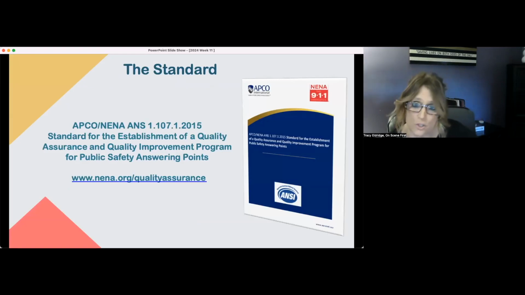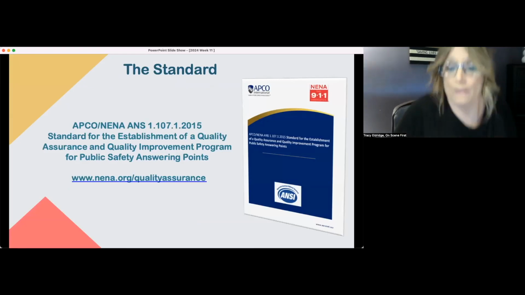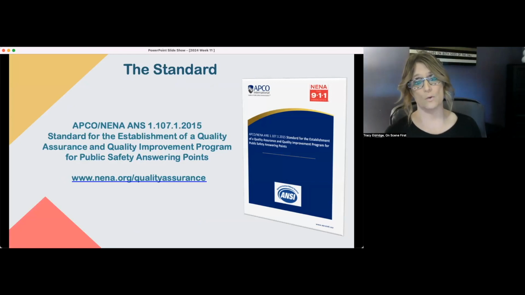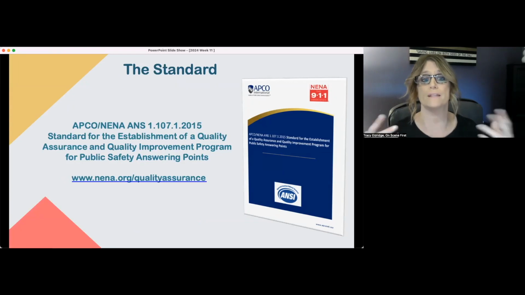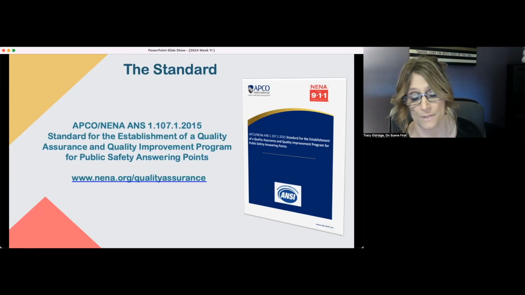So they make reference to the standard for quality assurance and quality improvement. That is a national APCO and NENA ANSI certified standard. Now I'm going to talk about ANSI probably in a recording, but an ANSI standard just basically means they followed all of the rules to create this standard. ANSI doesn't mean that they approved the standard as it's written. ANSI just makes sure that they went through the proper process in creating the standard.